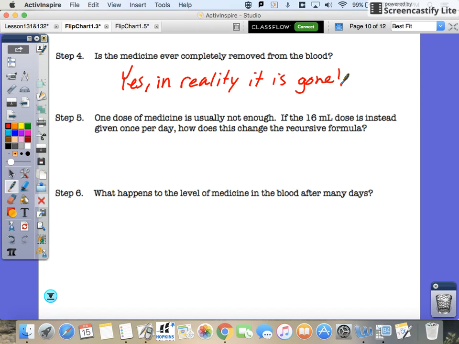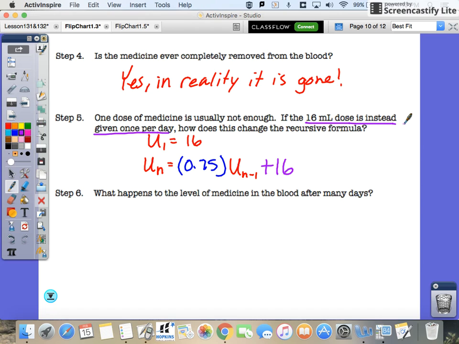Step 5, 1 dose of medicine is usually not enough. Like you have a headache, you usually have to take more than 1 pill. If the 16 milliliter dose is instead given once per day, how does this change the recursive formula? So what we had was U sub 1 equaled 16, U sub n equals 0.75 times U sub n minus 1. This time we're going to do plus 16 because we are adding an additional 1 per day, an additional 16 milliliters. Then this says what happens to the level of medicine in the blood after many days. So they want us to find the limit.